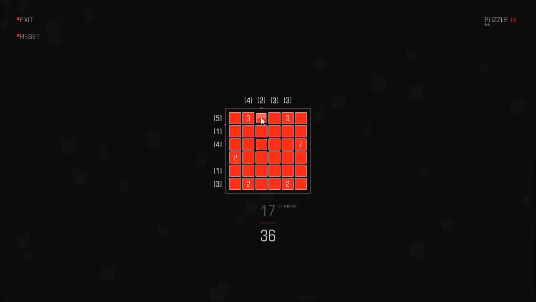Up two. So two sets of three in this row, but there's also five in the row in total. So the one is not part of the pattern, and it can only be one of the middle two, otherwise there'd be a line of four or a line of five when there are supposed to be only lines of three. So left one, mark hold, left one, right five, left one. Mark release.